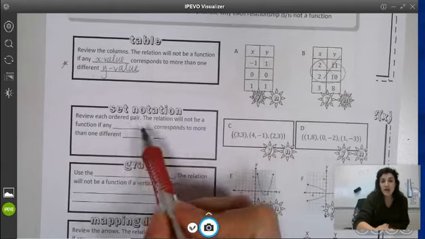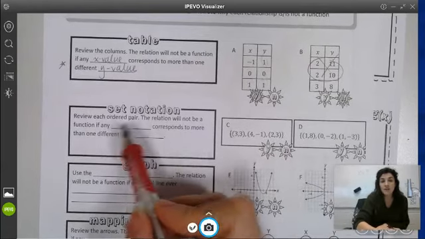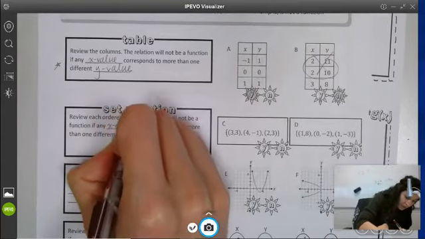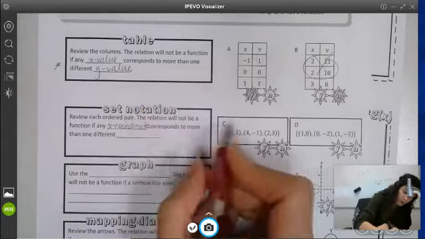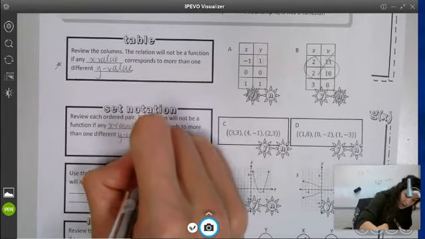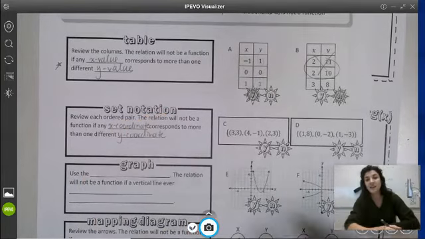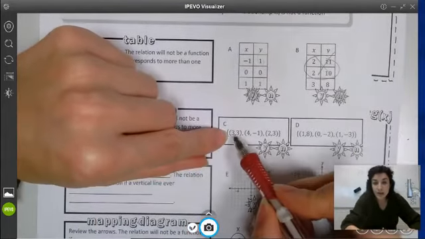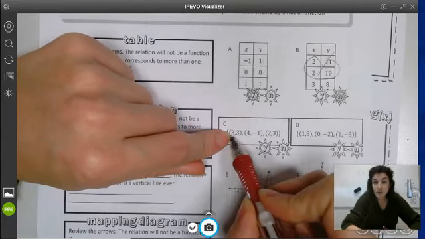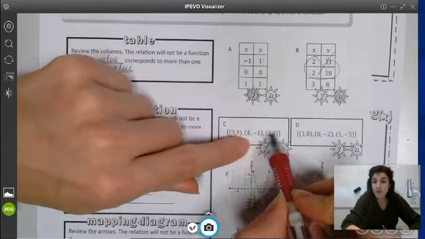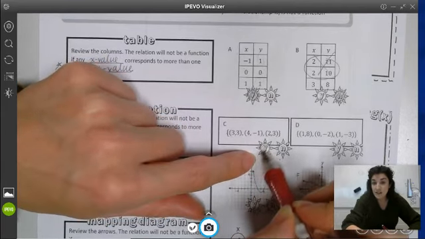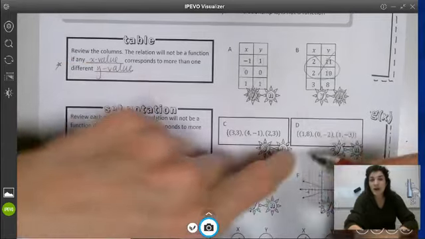A coordinate, right? The relation will not be a function if any x coordinate corresponds to more than one different y coordinate. Hopefully we're seeing the pattern here. So we need to look at each of our x values. 3 is not repeated here, so we know that 3 is only going to 3. 4 is not repeated. 4 is only going to -1. And 2 is only going to 3. So this is a function.